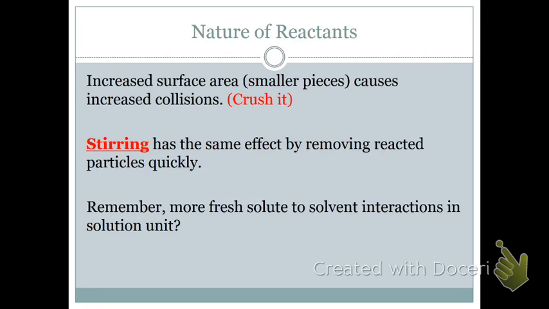Stirring kind of falls in here a little bit because by stirring it, we're going to be removing the particles that have already reacted and introducing them to a fresh solvent. So like if I was going to make some Kool-Aid, I don't just dump the sugar in there and pour the water, I stir it, and that's because I'm introducing my water to my sugar and Kool-Aid, and so it mixes up quicker. Okay?